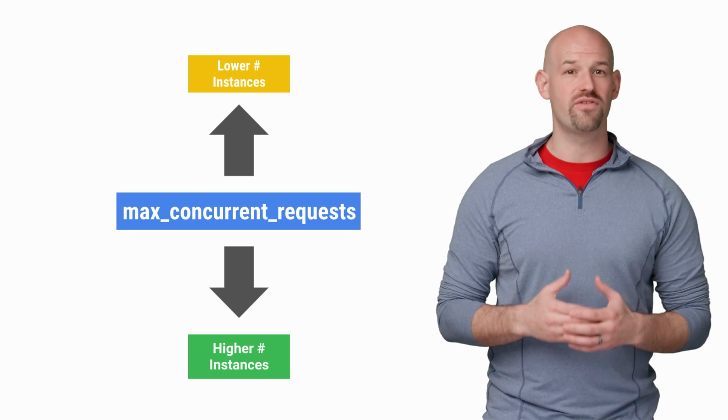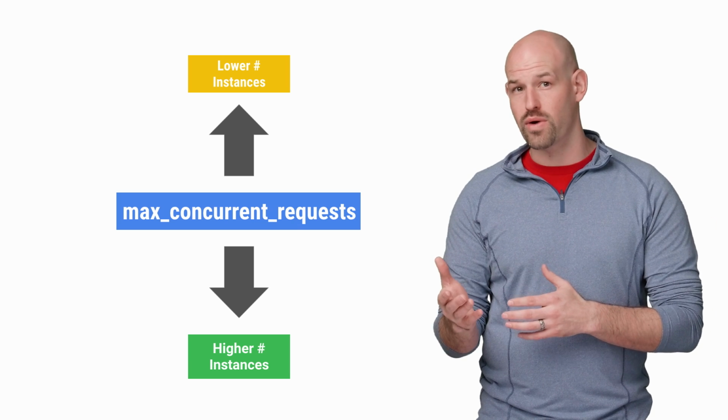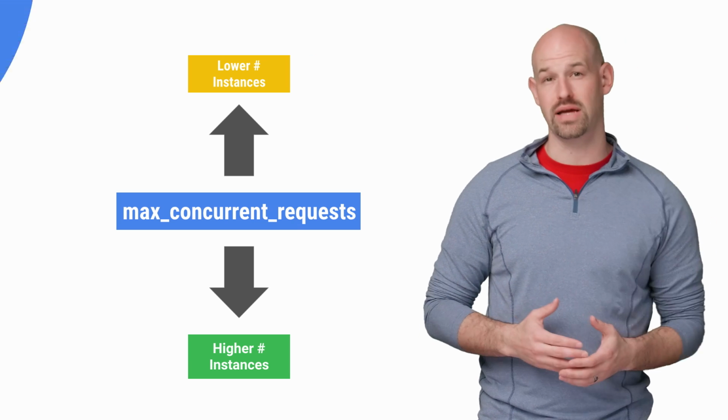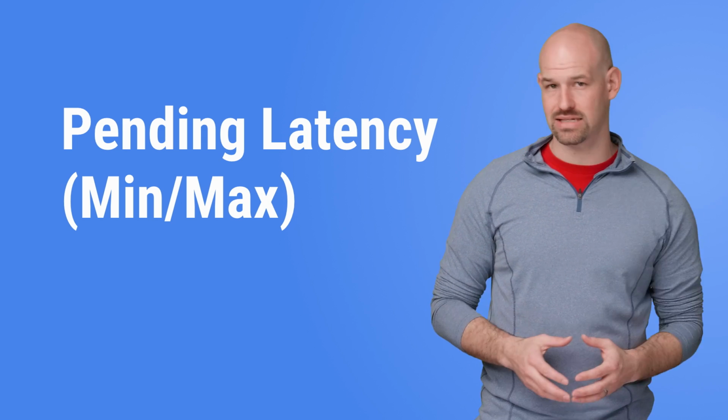Lowering this value can help you find the sweet spot between the number of connections per instance, the resources needed for your requests, and the resources for your particular instance class. So let's reset that back to default and see what the pending latency settings do.